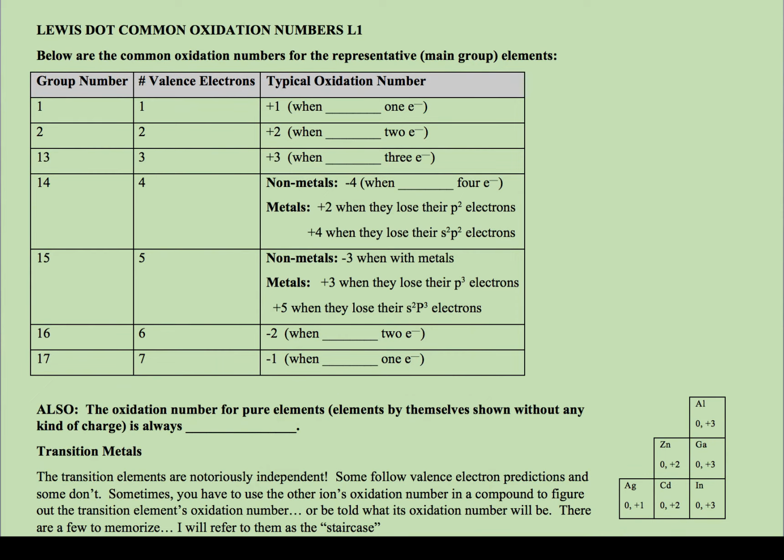Now, let's take a look at some of the common oxidation numbers of our representative elements. Those would be those in the S block and the P block. So groups 1 and 2 and then 13 to 18 are our representative elements. Group 1, if it's a pure substance all by itself, its oxidation number, its ionic charge, is 0. Okay, nothing to give electrons to, nothing to take electrons from. So group 1 always loses an electron. So when there's a loss of 1 electron, it becomes +1. Group 2 has a loss of 2 electrons.